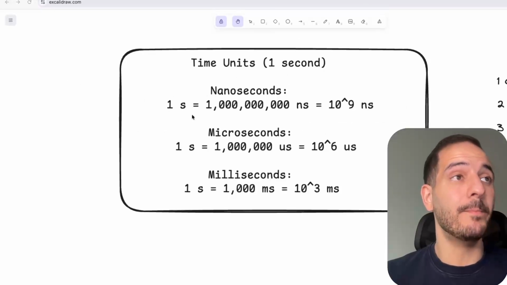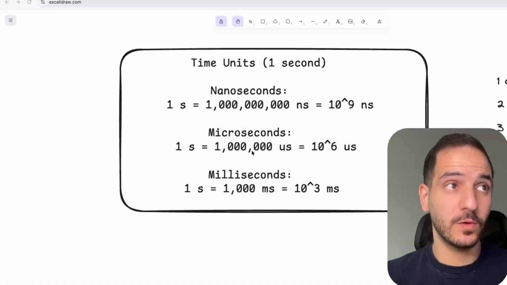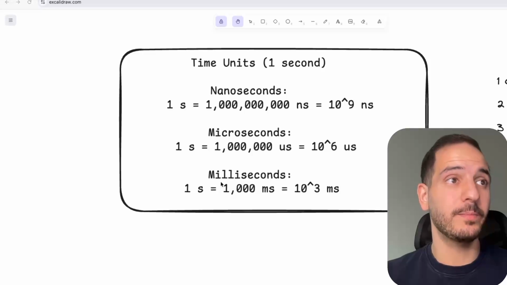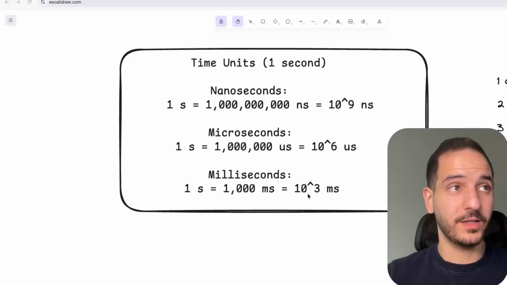1 second is a billion nanoseconds. It is also a million microseconds and 1,000 milliseconds. So billion for nano, million for micro, and 1,000 for milli.